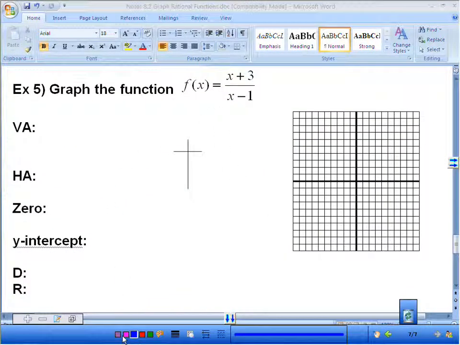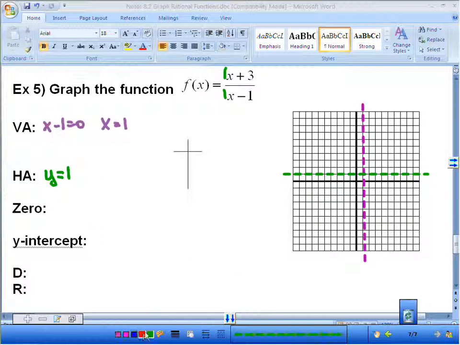Let's do one more. We have the vertical asymptote. Remember, once again, we're going to use the denominator. So x is 1. There is our vertical asymptote. And now our horizontal asymptote. Remember, we're going to use the coefficients of x. So y is going to be equal to 1. This is 1 over 1, which is 1. So we've got the horizontal asymptote at y equals 1.